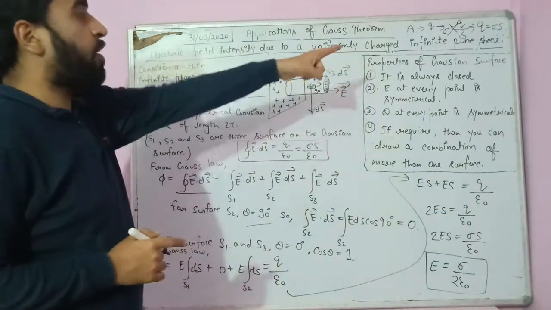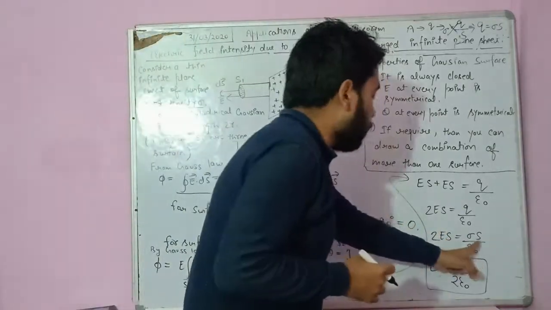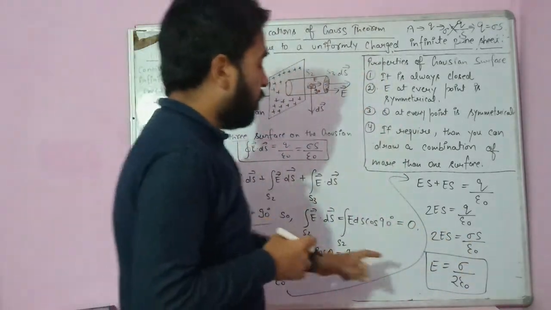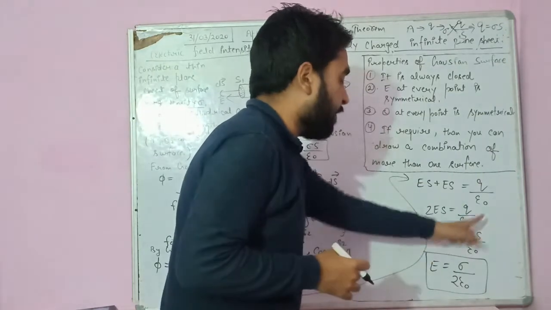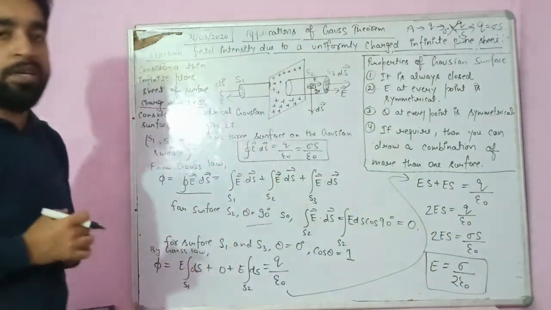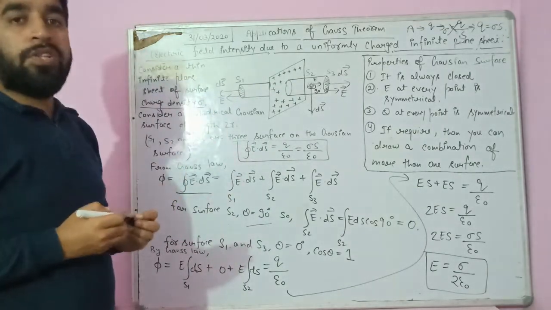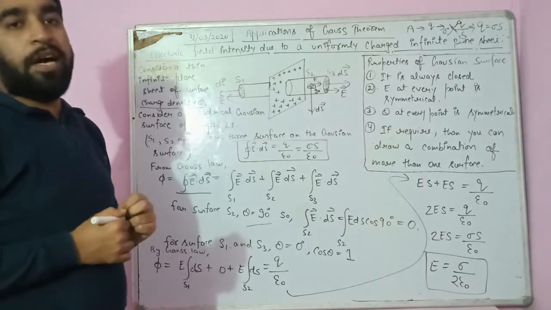Now substitute the value of Q. What is the value of Q? Q is equal to sigma into S. Then you will get the value of E, and S and S get cancelled out. You will get sigma upon 2 epsilon naught. So this is the electric field created by a thin plate sheet. I hope you understood.